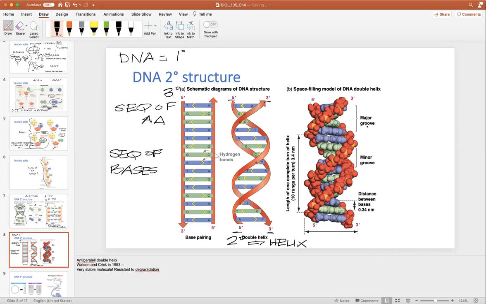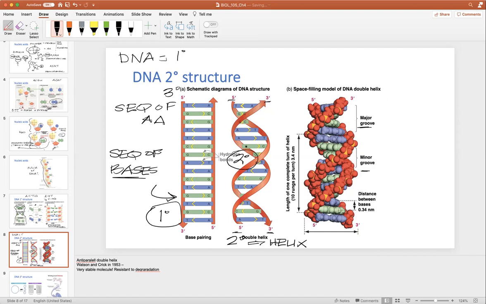For example, DNA has a major groove and a minor groove, and this tells you the distance between bases. I'm not so interested in you knowing that. We'll discuss that in genetics if you ever get to my genetics course. But for now, just understand that the primary structure of DNA is the sequence of bases, like what you see here. So this is the primary structure. And the secondary structure is what you see here with the double helix.